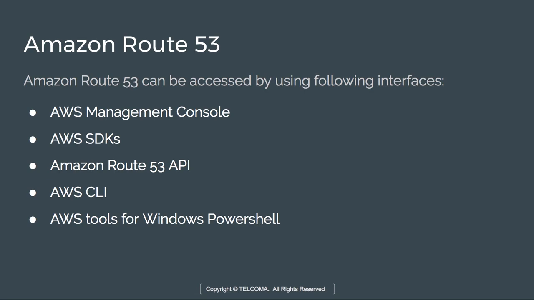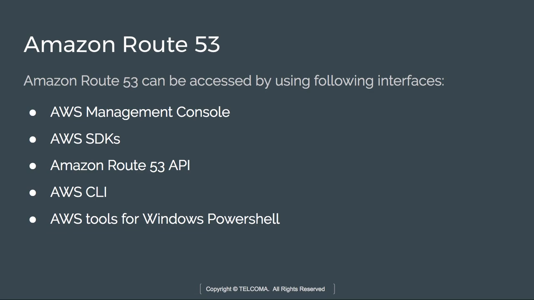So how can we access Route 53? We can access it through the AWS Management Console, because it provides a web interface that can be used to access AWS services. We can also use the command line interface. It is open source, built on top of the software development kit for Python, and provides commands for interacting with various services.